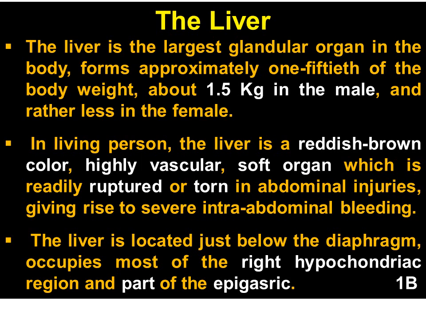The liver is the largest glandular organ in the body, weighing about one and a half kilograms in males, and a little less in the female, about one fifth of the body weight. In a living person, the liver is reddish brown in color and highly vascular, and importantly it is a very soft organ that readily ruptures or tears in abdominal injury.